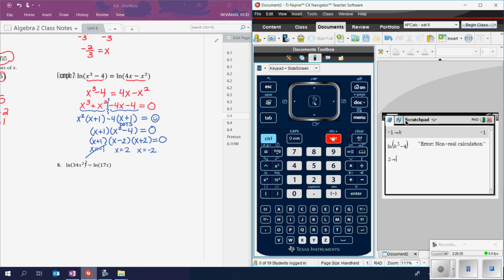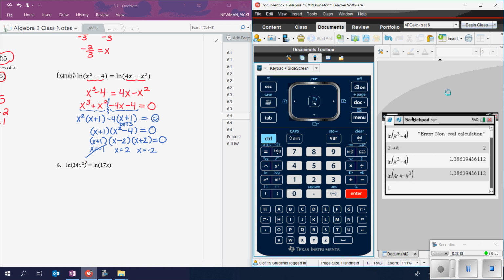Store for k. Copy this. I get a number. Okay, so now let's try the other side. Natural log of 4k minus k squared. They match, so 2 works. That one checks.